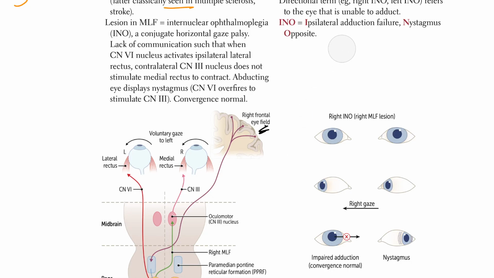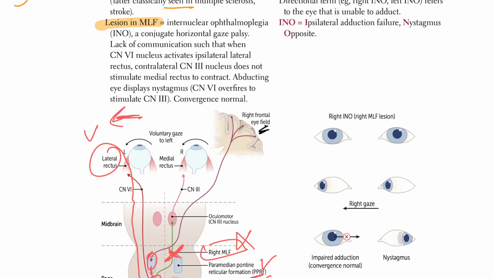So simple thing, what are we trying to figure out in the MLF lesion? In the MLF, let me just use a red pen. Here is the MLF. When you have a lesion here in the MLF, the signal is coming from the PPRF to cranial nerve 6. So all good, right? Cranial nerve 6 is sending the signal to the lateral rectus. All good. The eye is moving laterally. So abduction on one of the eyes, right?